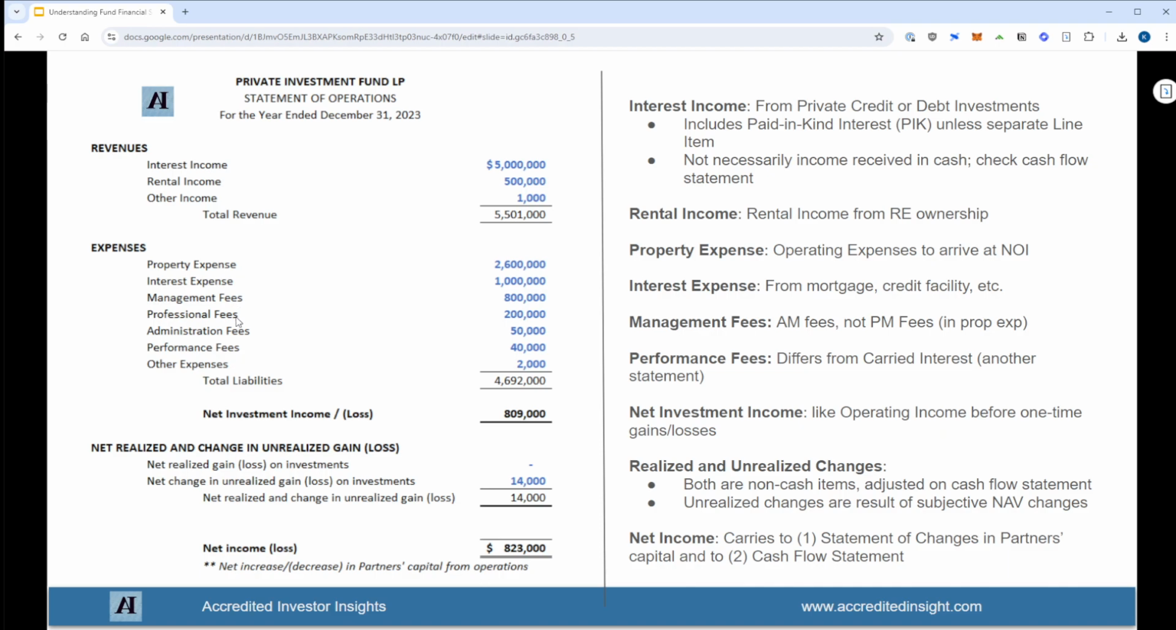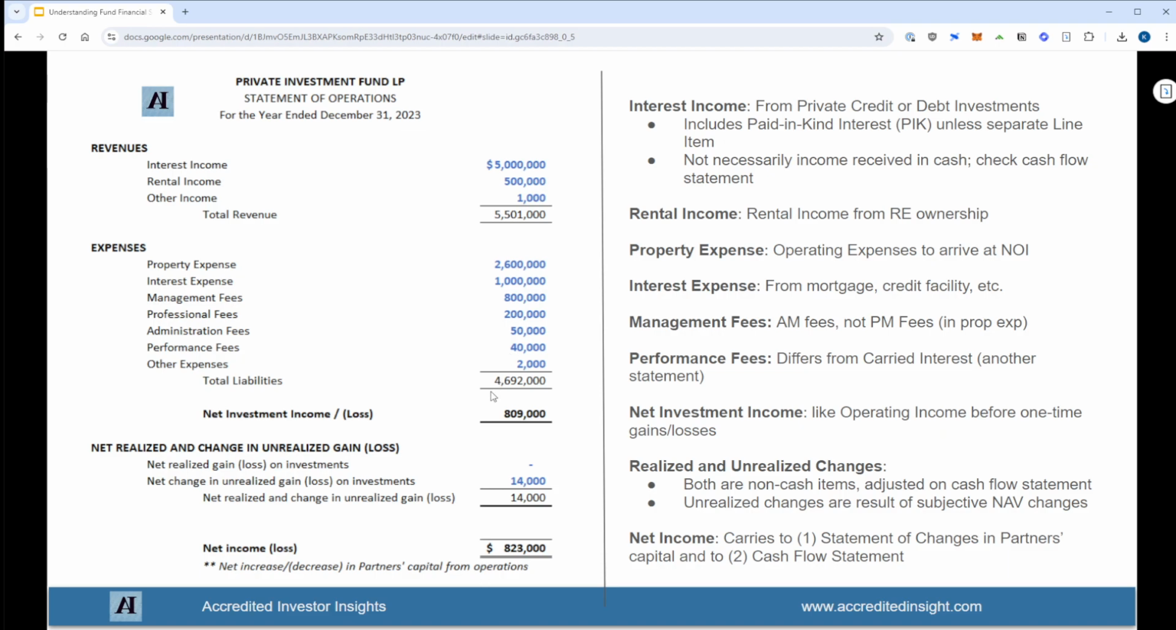And the next two are pretty self-explanatory, not really worth going over. Professional fees and admin, those are your accounting, taxes, compliance type of costs. The next one to touch on is performance fees. These are typically from hedge funds. They're deducted as an expense on the income statement. This is different than carried interest. Carry, you'll see on the next slide, is actually a reallocation of equity, so that doesn't show up on this statement. But I'll show you in the next screen.